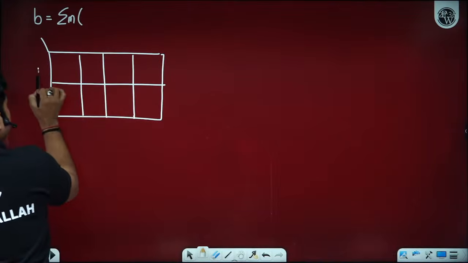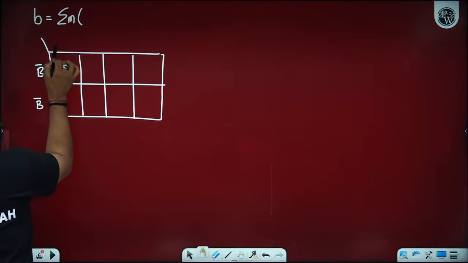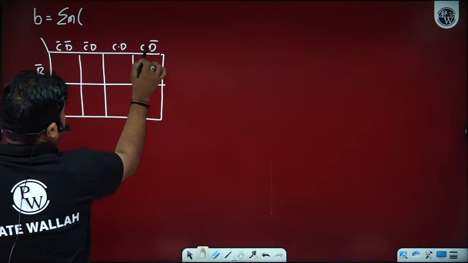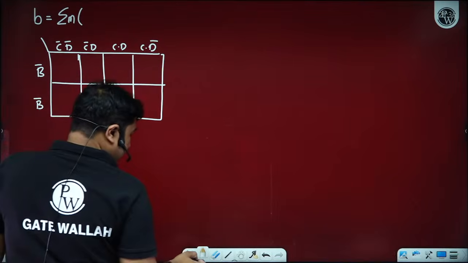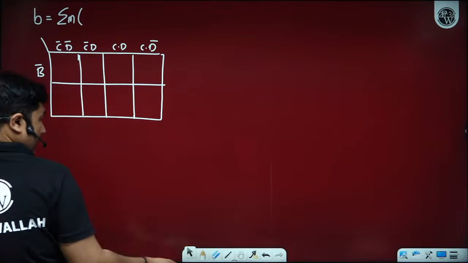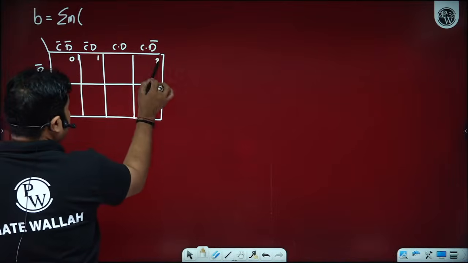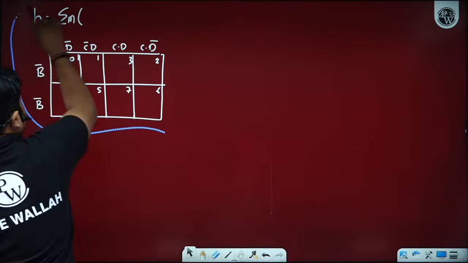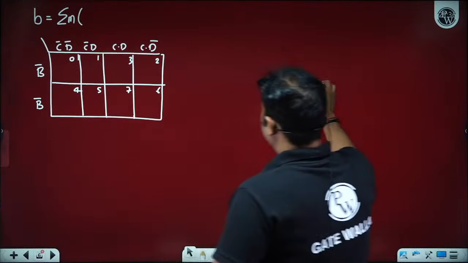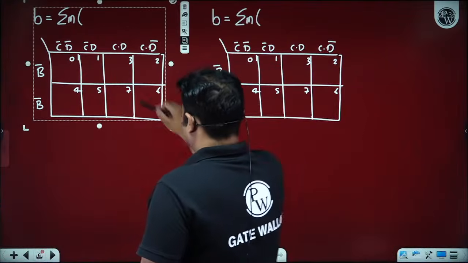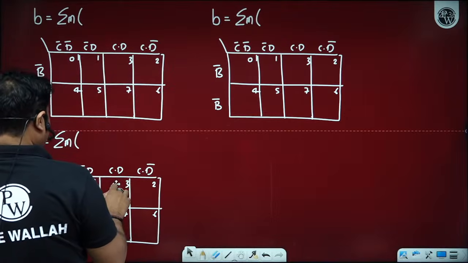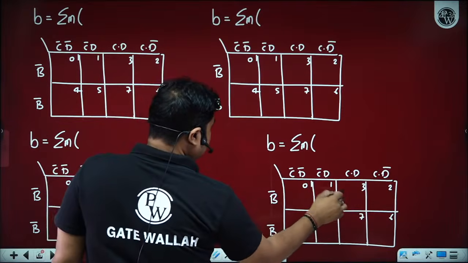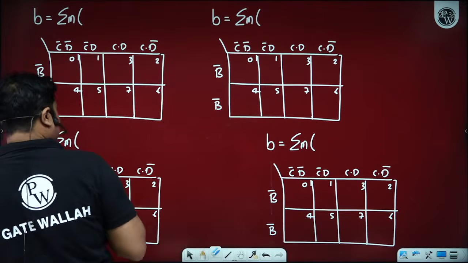Now I am only using B, C, D, B bar, B, C bar, D bar, C bar, D, C, D, C, D bar. Okay. In the same way, 0, 1, 2, 3, 4, 5, 6 and 7. So B, C, D, E. Let's observe the expressions of B, C, D, E.